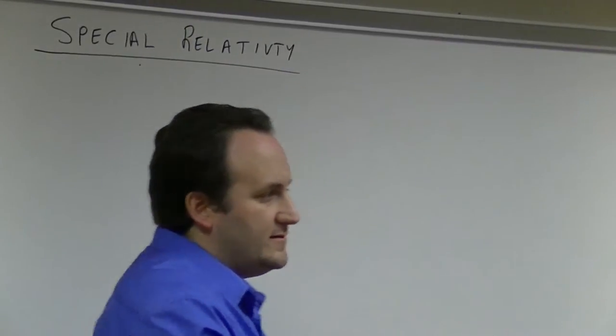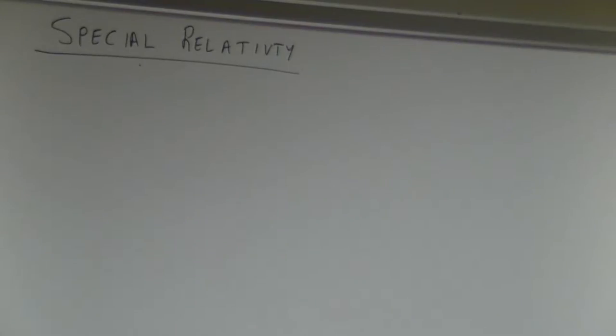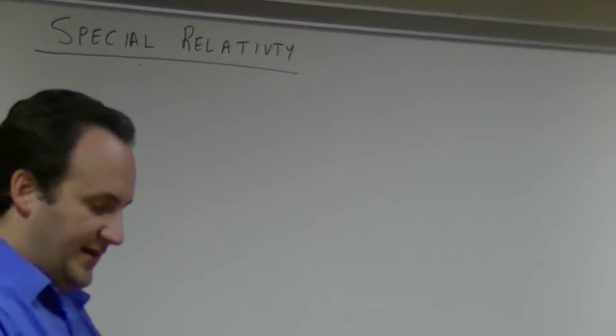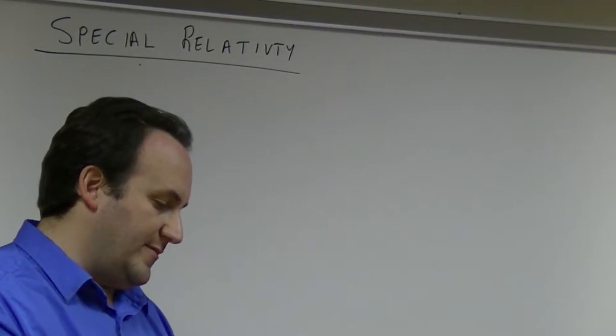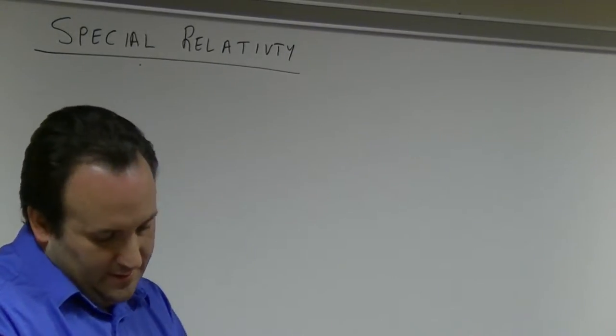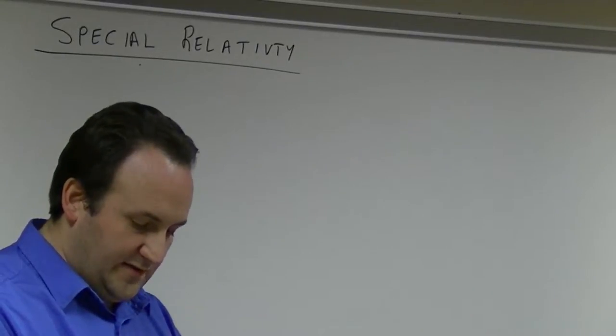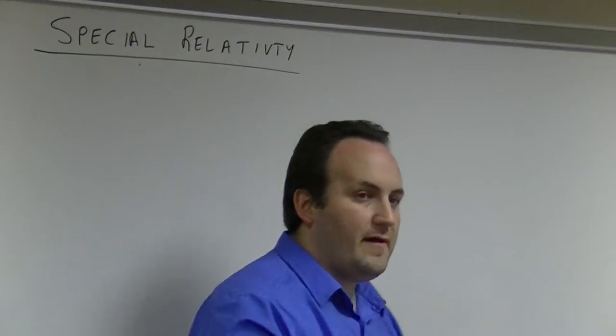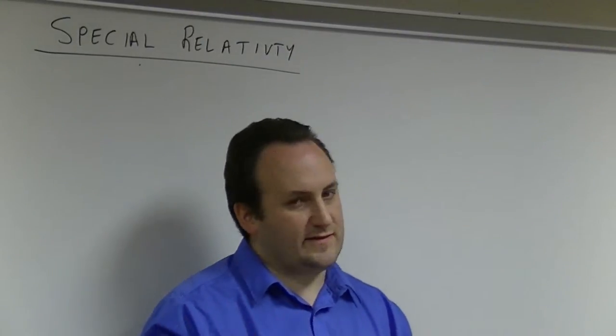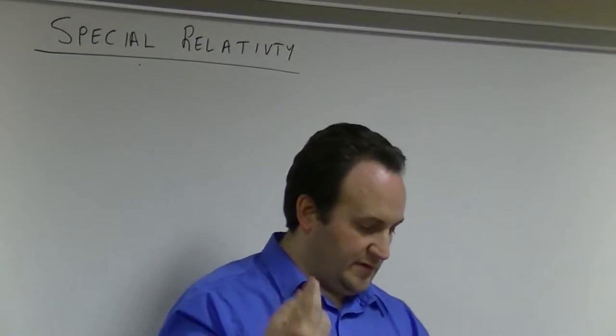Well, what Einstein did was he said, you've got three choices, right? And if you're going to read more about this, I highly recommend this book, Introduction to Special Relativity by Robert Resnick. So here's what he says. There are really three choices once you realize that there's trouble. How do you modify mechanics to address this problem? Here are the three choices, he says.